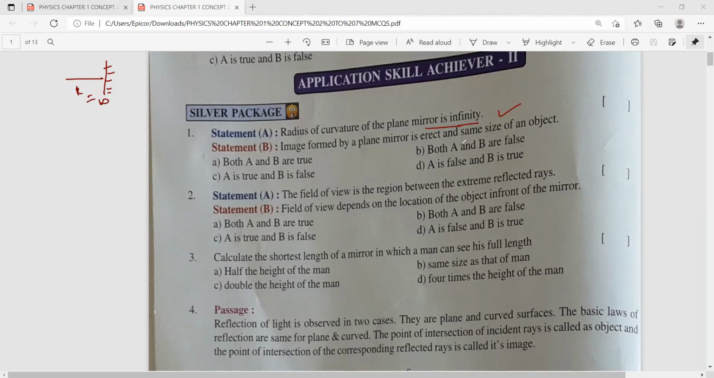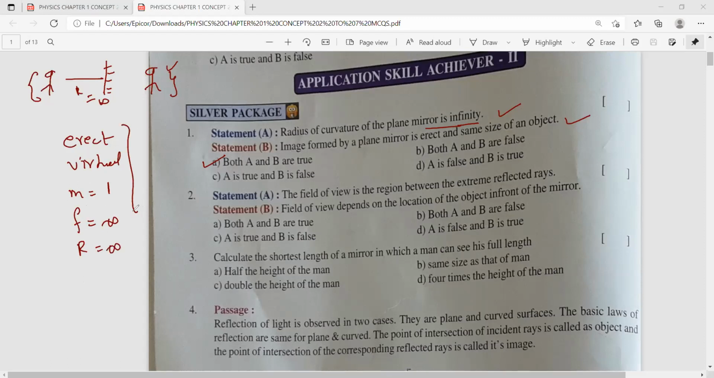The image formed by a plane mirror is erect and the same size as the object. Whatever image is formed by a plane mirror, it is erect, right? If you stand like this, the image also stands like this, and it will be the same size as the object. Whatever the height is, the same height the image will have. So both are correct. So we can write that statements A and B are true. These are the properties of the image formed by a plane mirror. Please remember, it is always erect, virtual and the same size, that is, magnification is one. Their focal length will be infinity and radius of curvature will be infinity, right children? So please remember these points for a plane mirror. These are the few properties you need to remember.